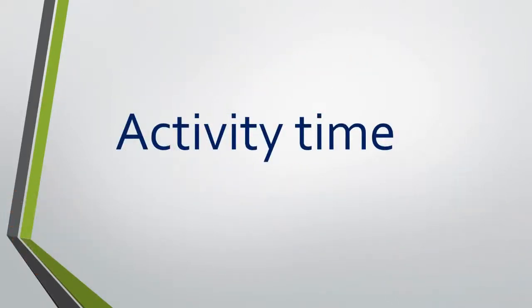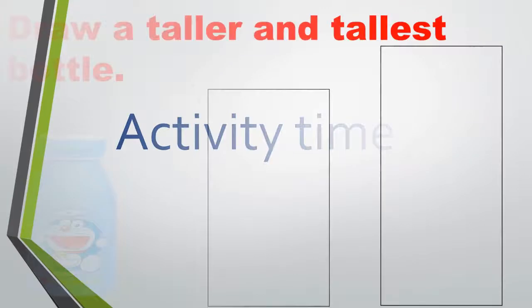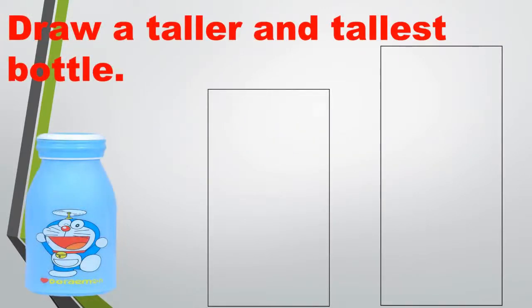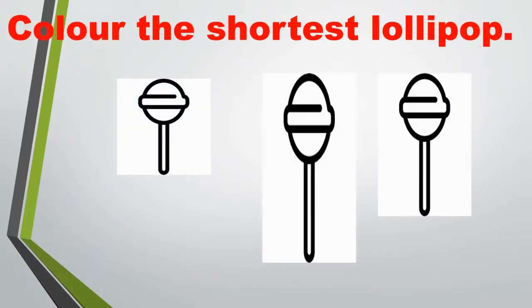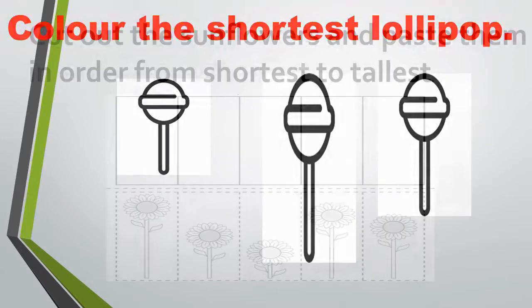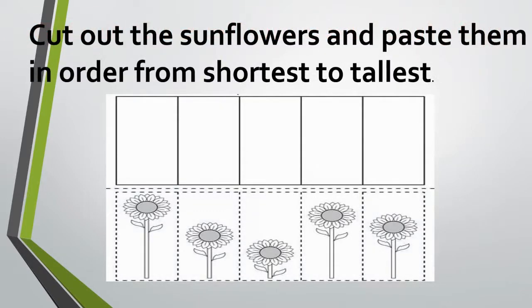Now student, activity time. Draw a taller and tallest bottle. So here the given bottle is tall. So you have to draw a taller and tallest bottle. Color the shortest lollipop. Cut out the sunflowers and paste them in order from shortest to tallest.